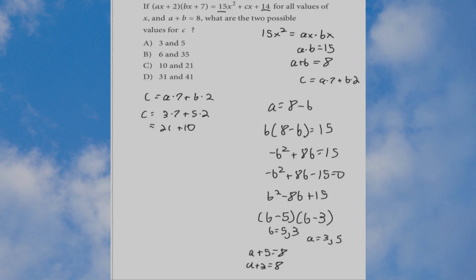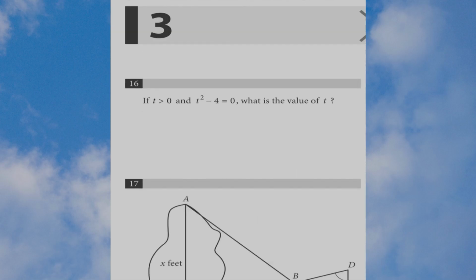And in another case, c is equal to 5 times 7 plus 3 times 2, which is equal to 35 plus 6. This is 31. Or 41, my bad. The answer is D. Alright, on to question 16.